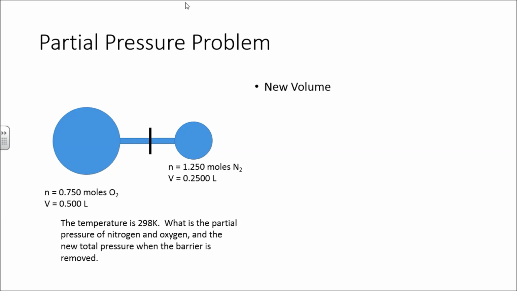So let's look at the new volume first. So we're going to have one volume that is 0.25 liters being added to a volume of half a liter, coming out to a total volume of 0.75 liters. When that little stopcock is removed, that's when the new volume becomes 0.75 liters.